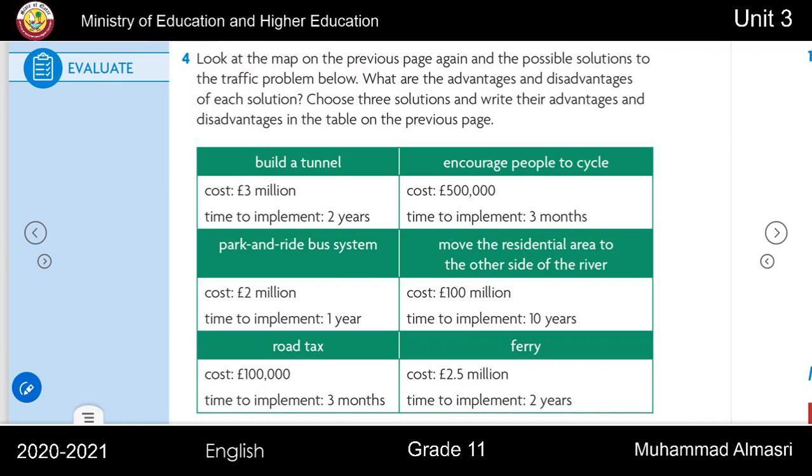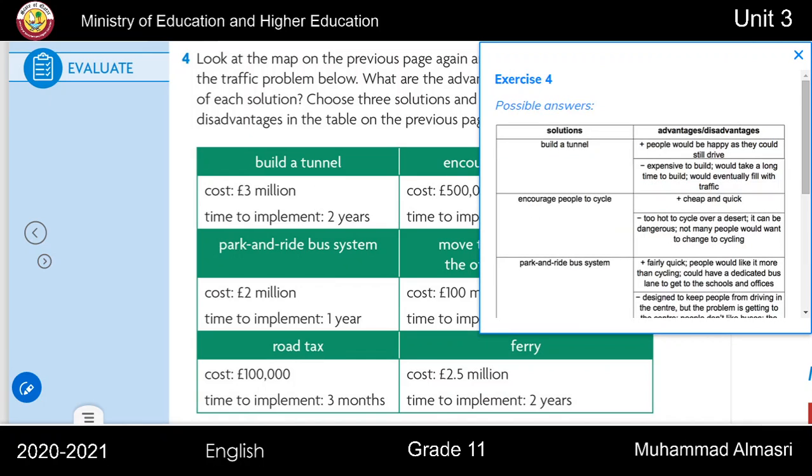Solution number 5. Move the residential area to other side of the river. Costs £100 million. Time to implement 10 years. And the last solution, solution number 6. Ferry. Costs £2.5 million. Time to implement 2 years. Some of the possible answers might be: you can pause the video and copy the answers into your book.